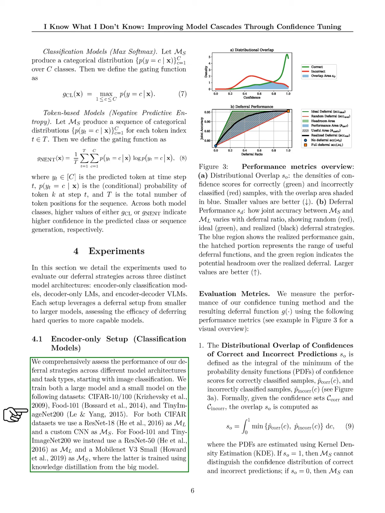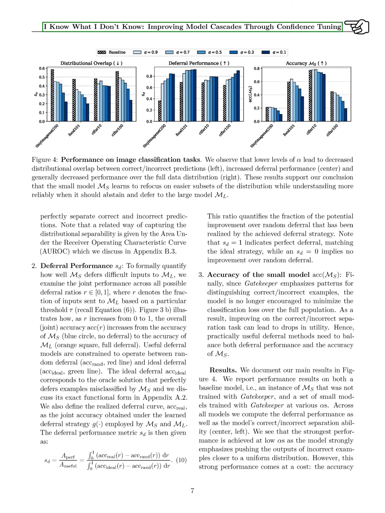To evaluate our methods, we look at several performance metrics. One key metric is the distributional overlap of confidences, which measures how well the small model can distinguish between correct and incorrect predictions based on their confidence scores. If the overlap is 1, the small model cannot tell the difference. If it's 0, it can perfectly separate them. We also consider the area under the receiver operating characteristic curve as another way to assess this separability. Next, we quantify how effectively the small model defers difficult inputs to the large model.